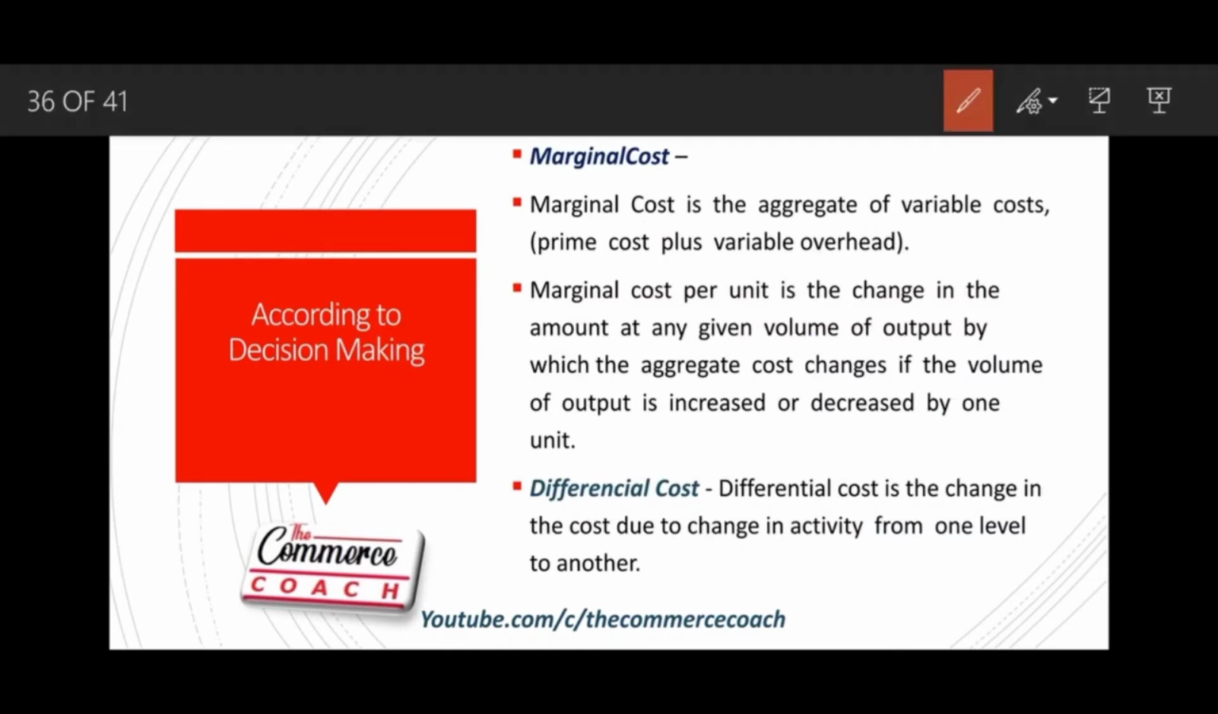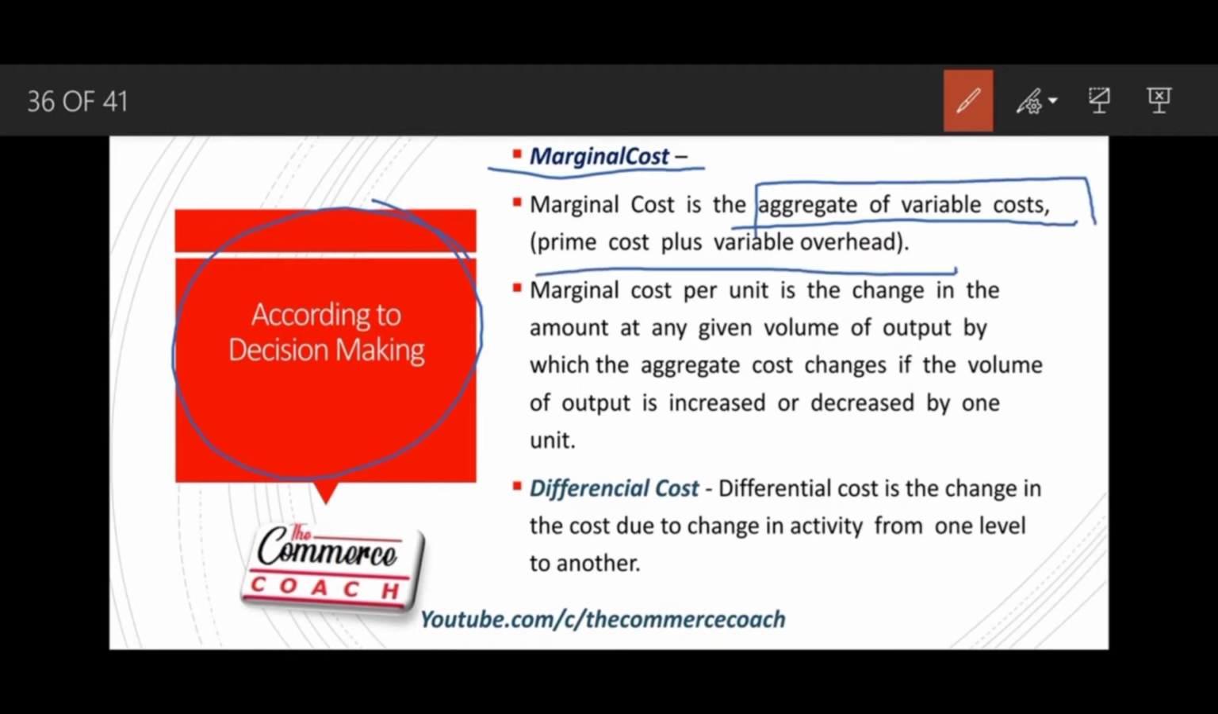Now, we will be classifying the cost according to decision making. As I have told you, in cost and management accounting, you will be taking various kinds of decisions. So first of all, you will be classifying marginal cost. Marginal cost is the aggregate of all variable cost: prime cost plus variable overheads. So prime cost is also a variable cost. If you add variable overheads to prime cost, then you will get marginal cost.